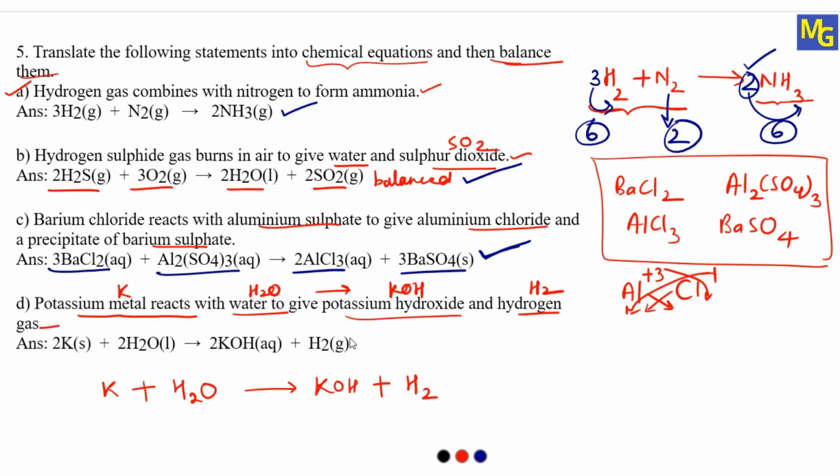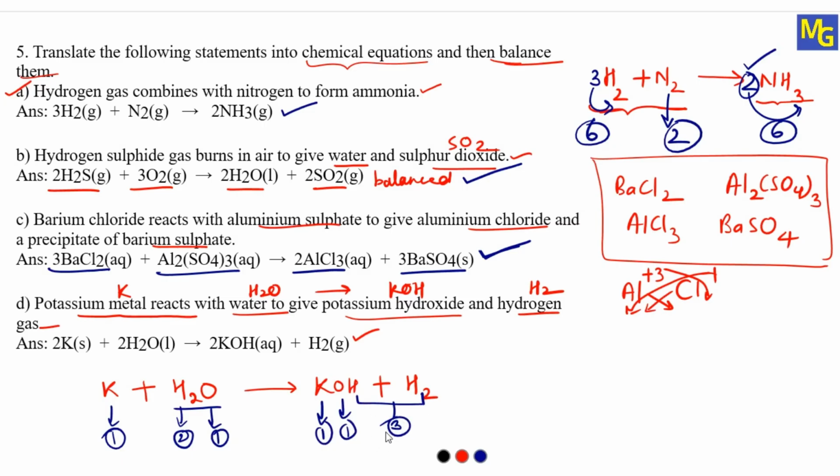Here I have already written the balanced equation, but let me show you how to balance it. Now see here, how many hydrogens here? 2. How many oxygen here? 1. How many K here? 1. This side how many K? 1. Oxygens how many? 1. But hydrogens total how many? 3.